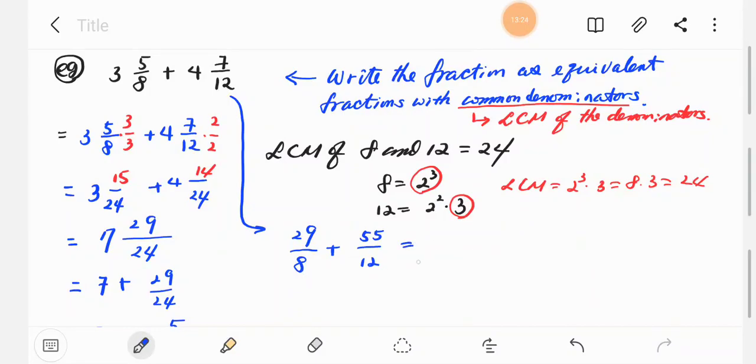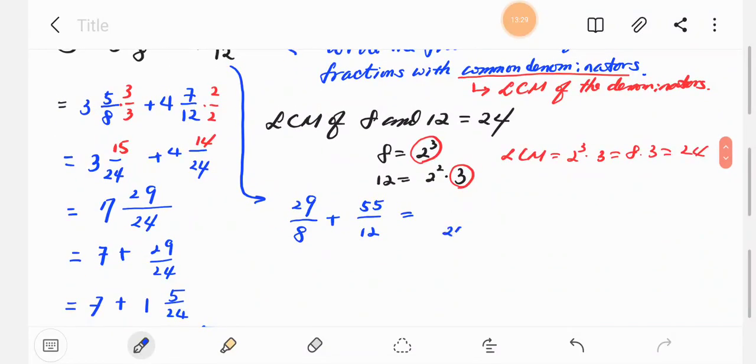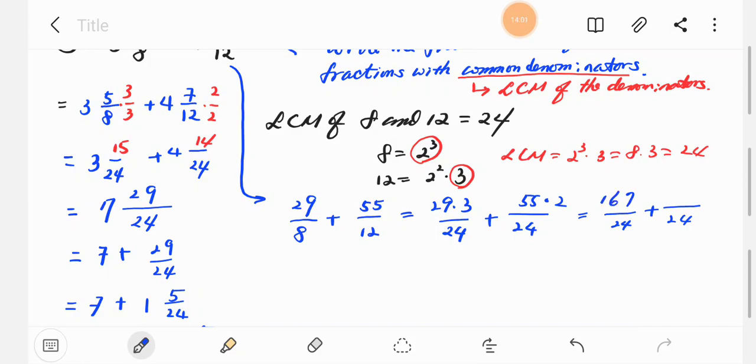And the LCM, this may take a little bit longer, because the LCM is 24, right? And then you have to multiply 29 by 3, right? And the 55 by what? 2. We are using large numbers, so this may not be effective. But let's try. So 29 times 3 is 87, right? Sorry, not that one.